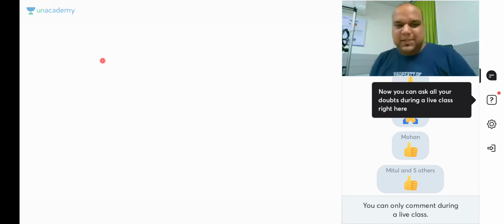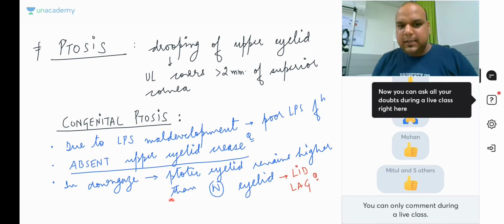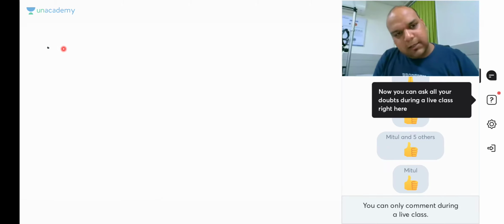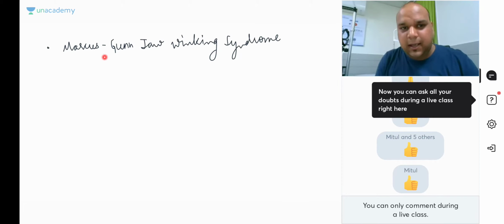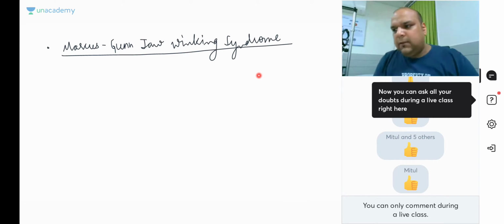Now, please remember some special conditions in congenital ptosis, everybody. One is called Marcus-Gunn jaw winking syndrome. I would hope that all of you have heard this name various times since your first year. I remember that I heard this name first in my anatomy class in first year MBBS. Marcus-Gunn jaw winking syndrome. What is this, everybody? That there is retraction of upper eyelid.